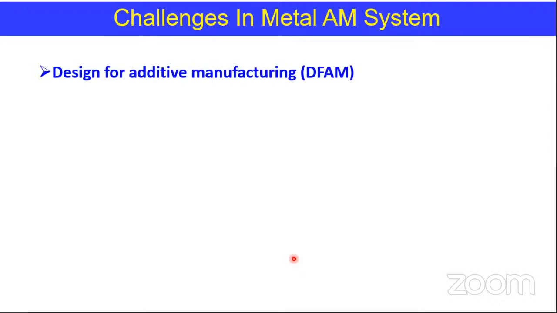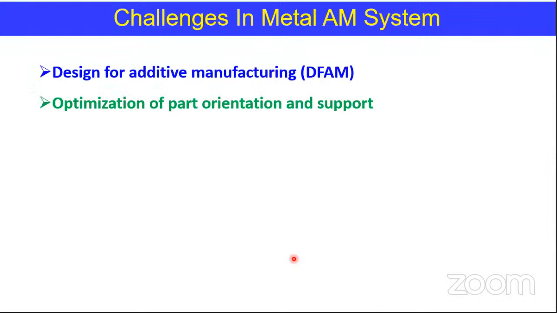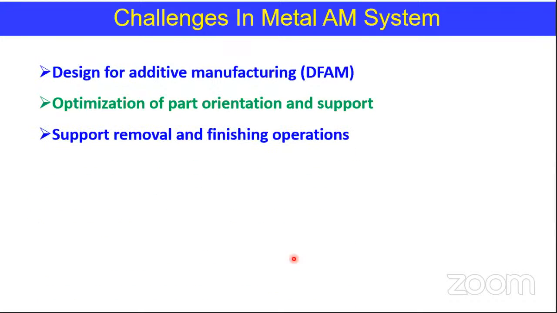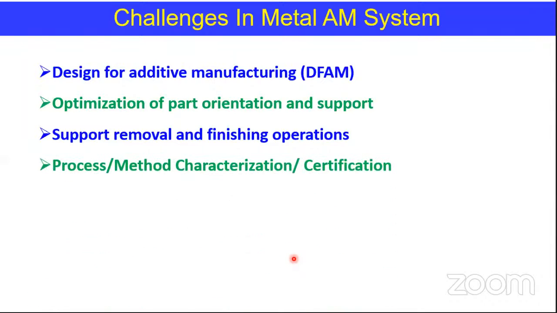And now some of the, for example, challenges associated with this AM, especially metal AM systems, is that the design for additive manufacturing is one of the challenges, depending on the shape and the profile of the component that we need to manufacture, and the optimization of part orientation and support. How do we place them, and then what kind of support structure we give, and how do we remove those support removal and finishing operations, right, to obtain the final surface finish. And the kind of process or the method of characterization or the certification process adopted is also another challenge.